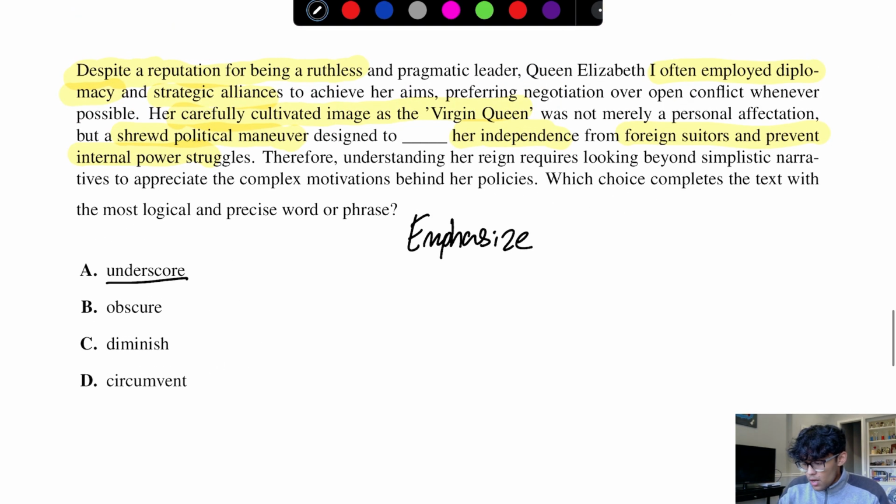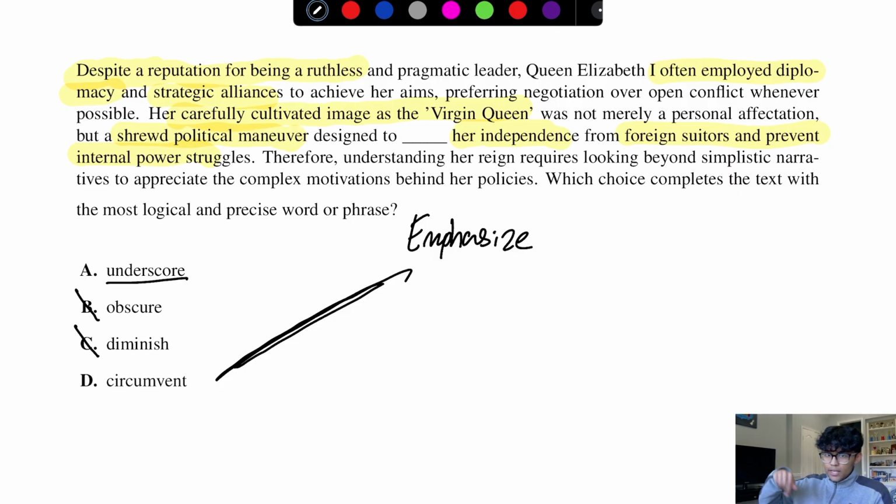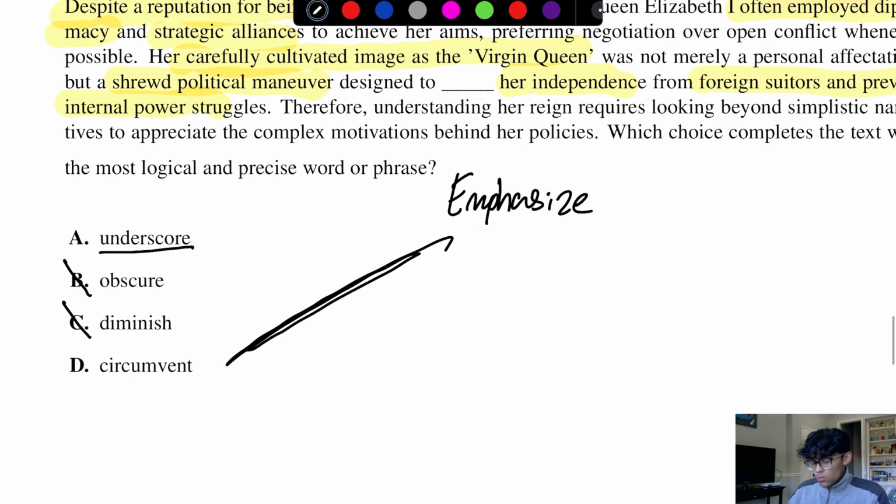Every time you have an answer choice, just plug it into that blank. So the Virgin Queen was not merely a personal affectation, but a shrewd political maneuver designed to obscure her independence. No, she's trying to emphasize her independence so that she can look powerful. She doesn't want to obscure her independence, so that doesn't make sense. Same with diminish. She wants to increase her independence. D is circumvent. I don't really know. Circumvent means to go around something, so she doesn't want to go around her own independence. That doesn't make sense either.